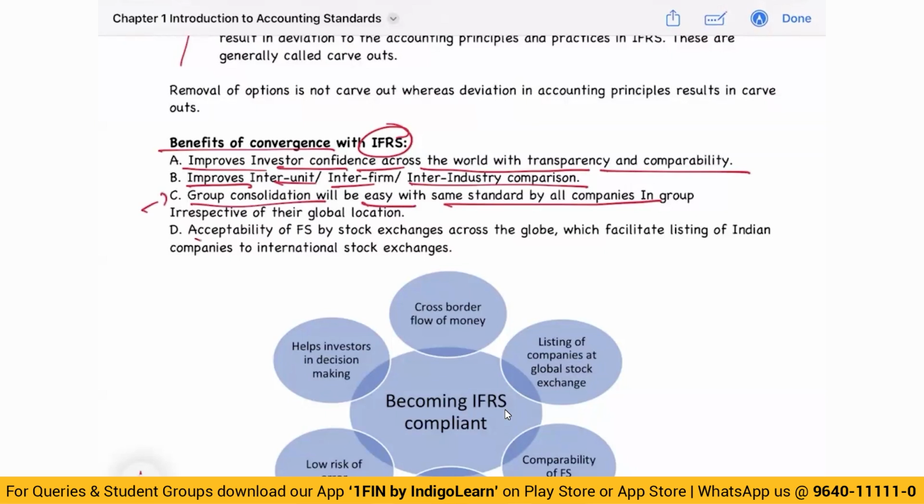Then acceptability of financial statements by stock exchanges across the globe. So Indian companies, when they want to list in international exchanges, this actually smooths the process. Now, having said all of this, this is theory, a lot of it. There is still one big country, the United States, which follows a different set of accounting principles under the name US GAAP. Okay, so they are still following their own way, and the rest of the world is following IFRS.